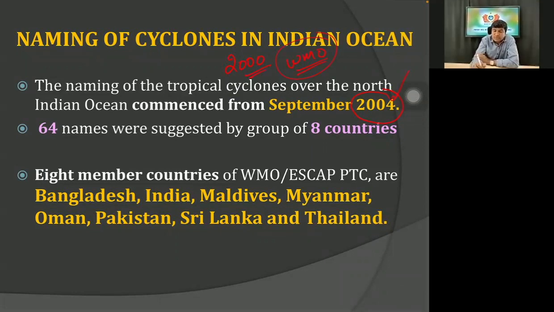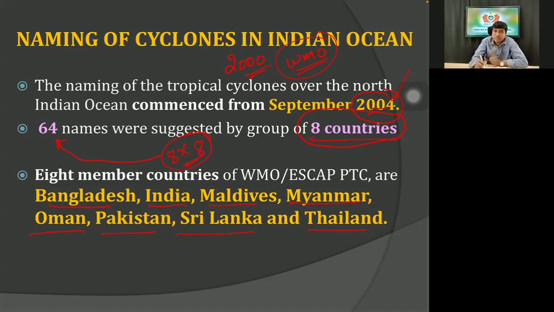In 2004, a grouping of 8 countries was made, and that grouping is responsible for naming the cyclones under the IMD. I will explain how it works. Those 8 countries are Bangladesh, India, Maldives, Myanmar, Oman, Pakistan, Sri Lanka, and Thailand. Each country will suggest 8 names. So 8 into 8 means 64 names were suggested by these 8 countries.